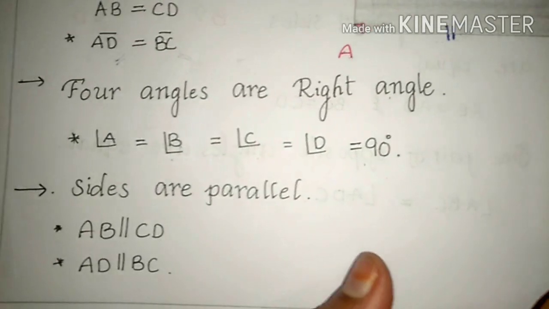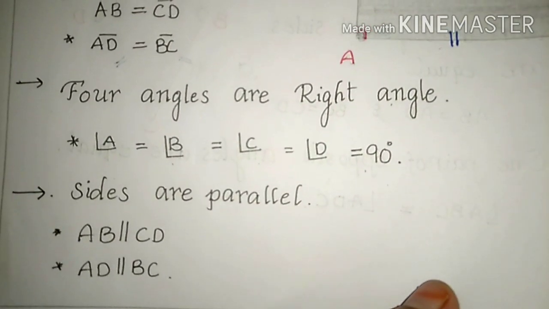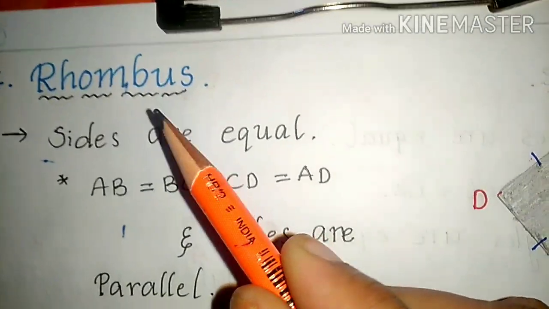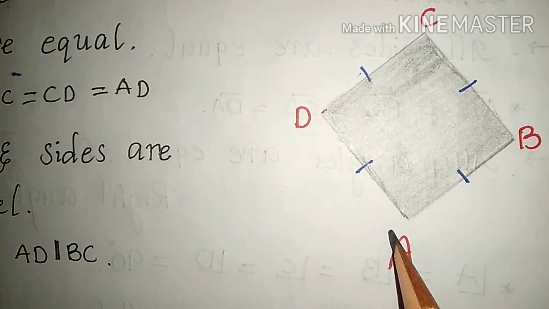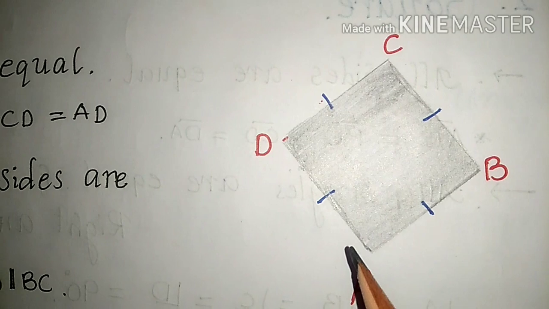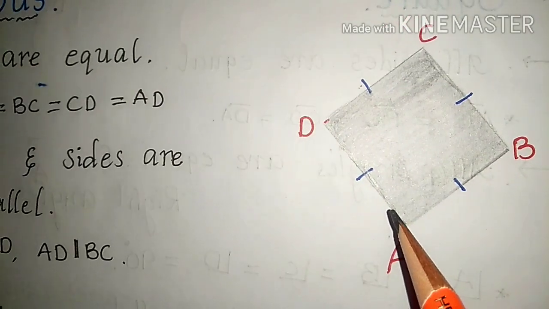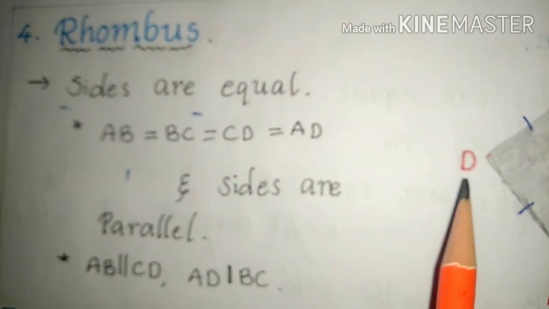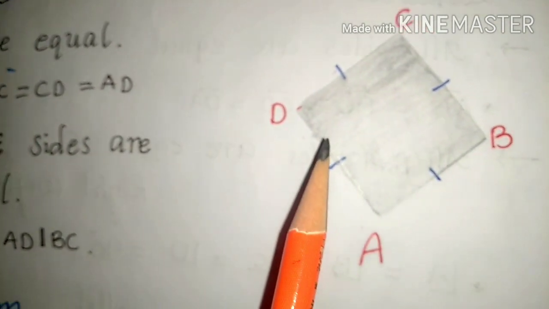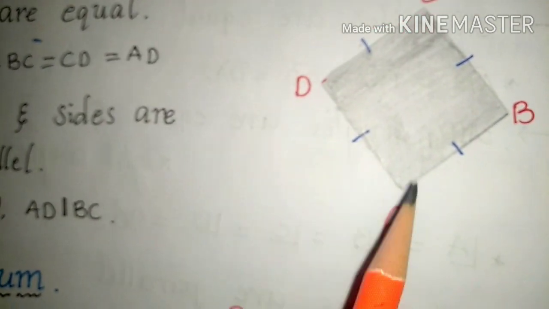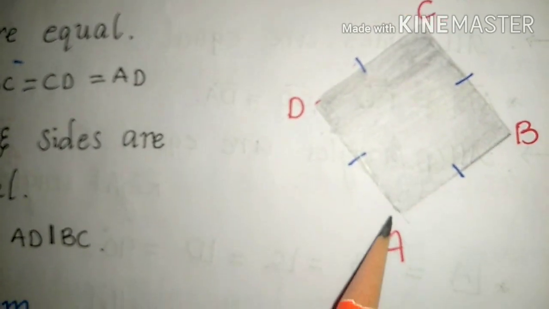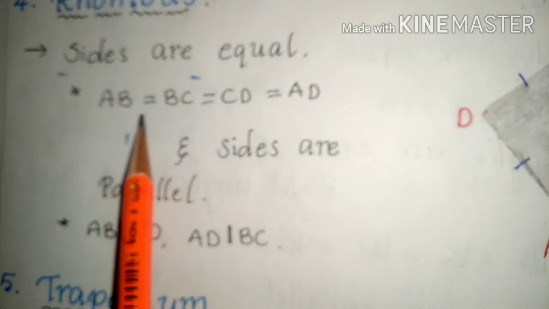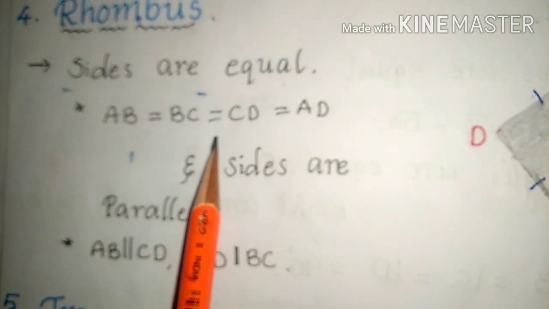Okay. These are the rectangle properties. Next one is a rhombus. Here observe that it is a rhombus figure. ABCD is a rhombus figure. It is considered like a square. In this property, sides are equal. It means all sides are equal. AB equal to BC equal to CD equal to DA.